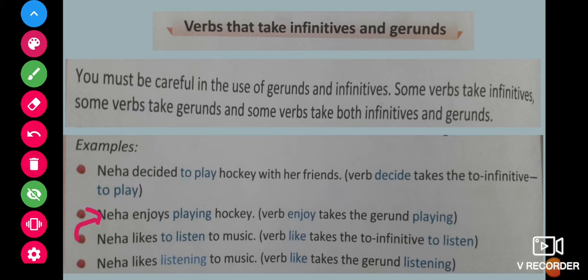Let us look at the next example. Neha enjoys playing hockey. Here enjoys is the verb. Playing is a gerund. So here enjoys is the word which takes up a gerund. Neha likes to listen to music. Here likes is the verb and to listen is an infinitive. So likes takes the infinitive to listen. Neha likes listening to music. Here likes is the same verb which was used in the previous sentence, but here listening is a gerund. So the verb like takes the gerund listening. Now in this case likes is the verb which takes both an infinitive as well as a gerund.